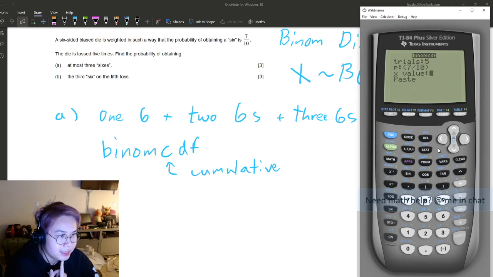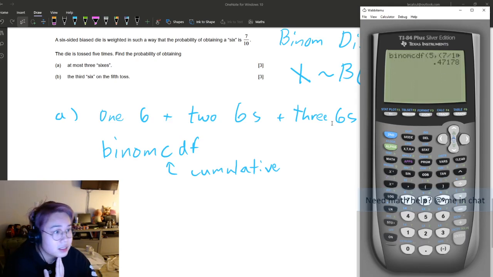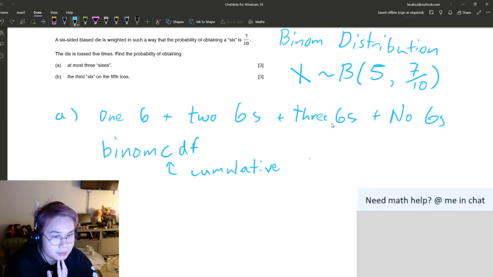And then we are interested in an upper boundary of 3 sixes. So the x value is the upper boundary in a cumulative. Unfortunately, at least the TI-84, you can't do a lower boundary, but that's just a complement. Okay, so we do this, and let's paste, and then press enter. And then here's the probability: 0.472.